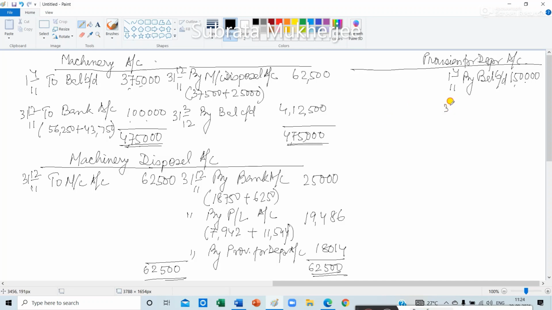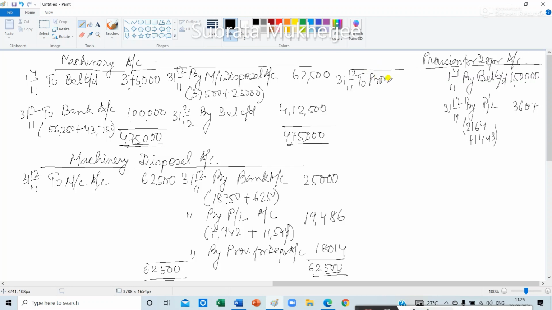Now on 31st December 2011, two machines were discarded. Depreciation to be charged on the two discarded machines on 31st December 2011 is 2164 plus 1443. This is the amount of depreciation that was charged on 31st December 2011, that is 3,607. Now on 31st December 2011, you need to transfer the balance to a machinery disposal account.